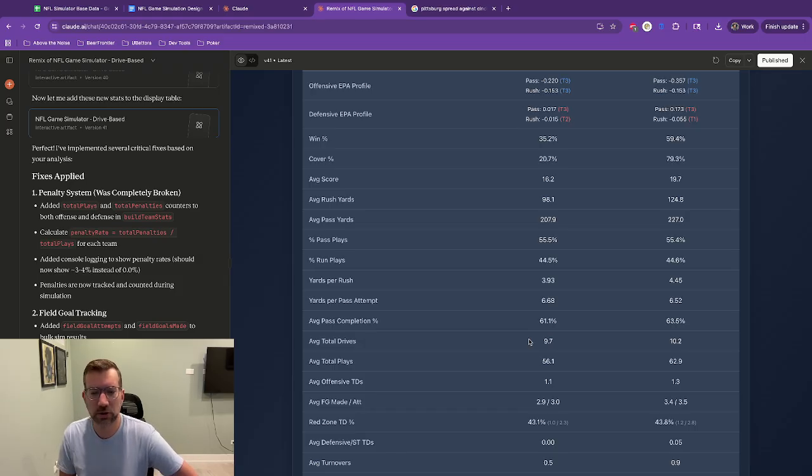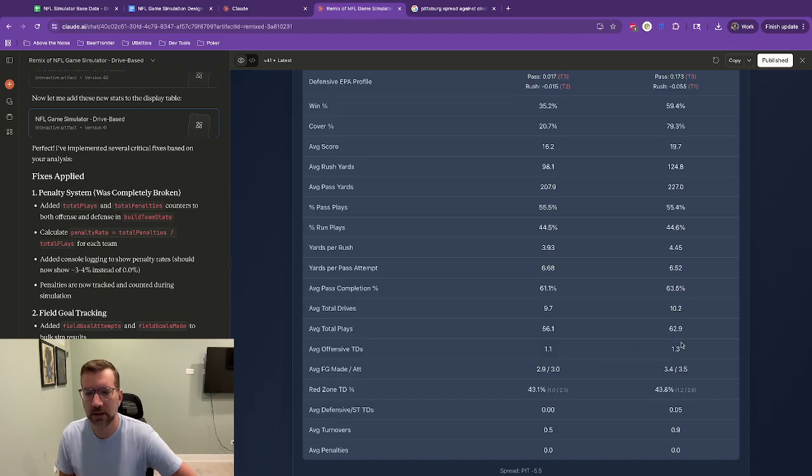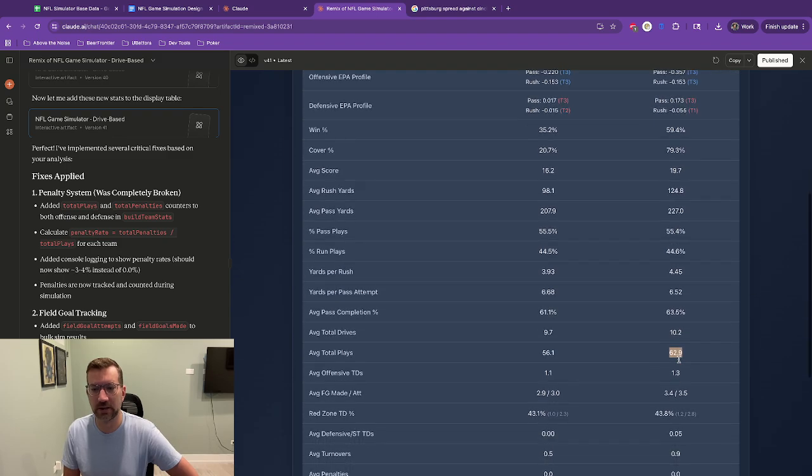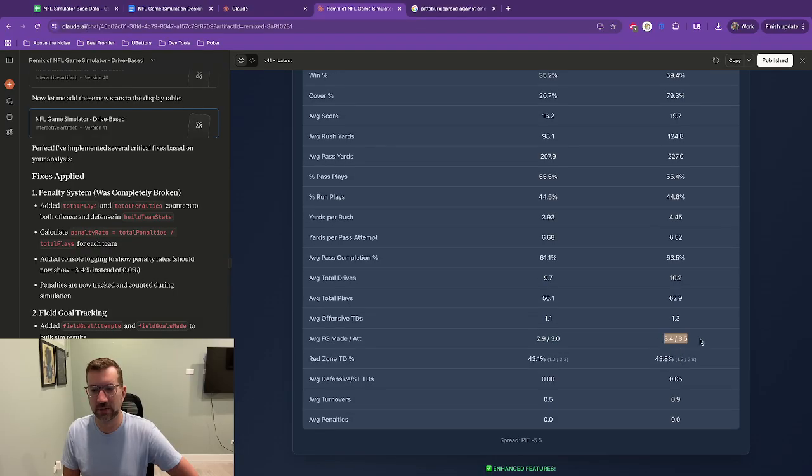The average team has roughly 22, I think, total drives in a game typically. And then total plays, this is where things get a little low. This is way too low. Only 56 plays for Pittsburgh and 63 for Cincinnati. And then we can look at the field goals. We can look at the red zone rates. And we start seeing that some of these are actually really, really small.